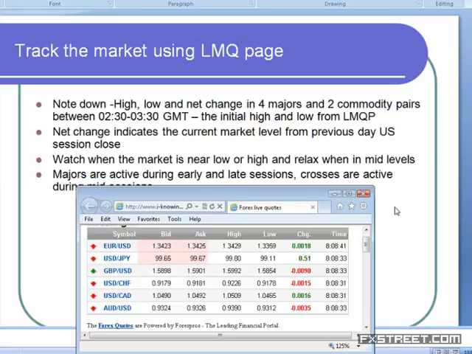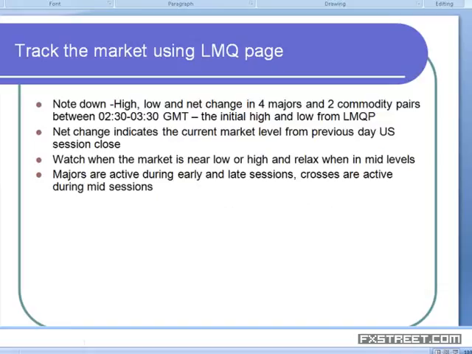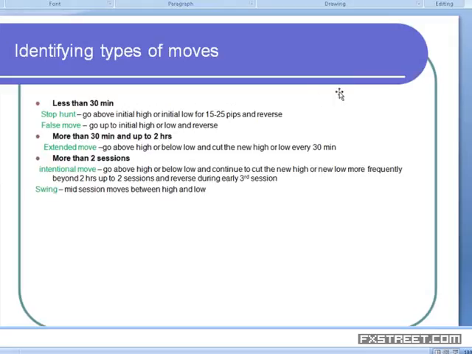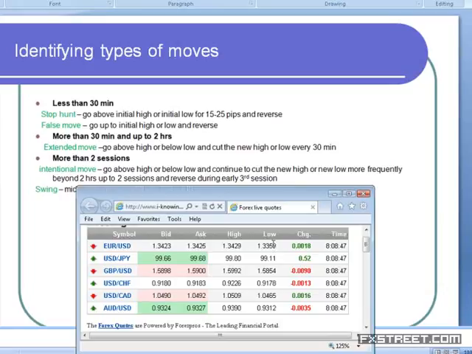Then we try to identify the type of moves they are doing. So there are 3 categories of types of moves, namely a move which is very quick and takes less than 30 minutes, and they are namely the stop and the false move. Stop and is the one wherein they just go below the initial low and hit some stops below that, and come above the initial low and start gaining the levels. And that is referred to as a stop and. And the false move is the one that happens in less than 30 minutes.